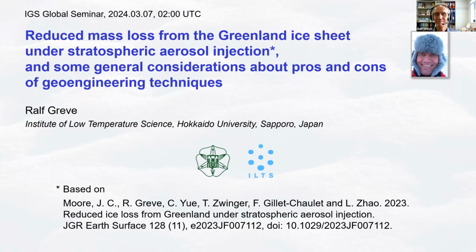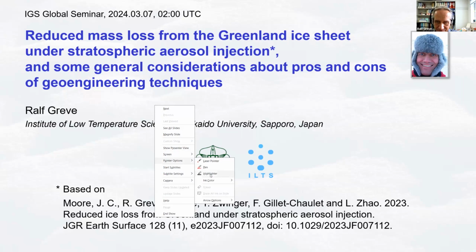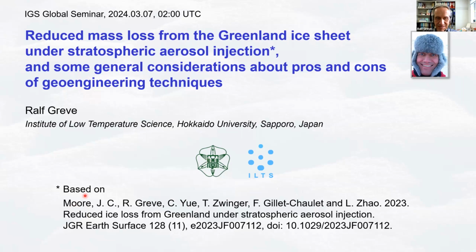The first half will be based on a study which was published recently, this one here with John Moore as the first author and me as the second, which is about this Greenland ice sheet story. But then, because this is a very important and controversial topic, I'm also going to say something more in general about geoengineering and which techniques exist and what might be good and what might be bad about it. Also, without going into too much detail, because this would be an endless story, but at least I would like to touch upon the matter a little bit.